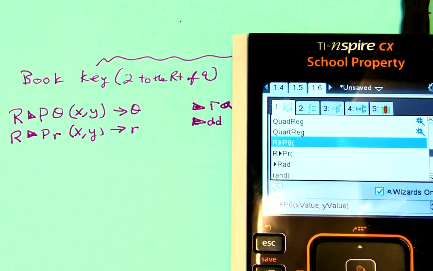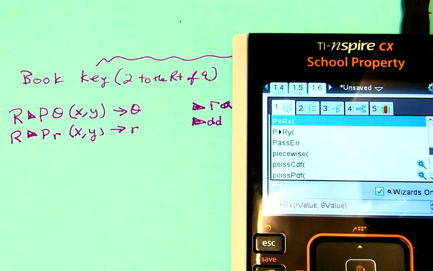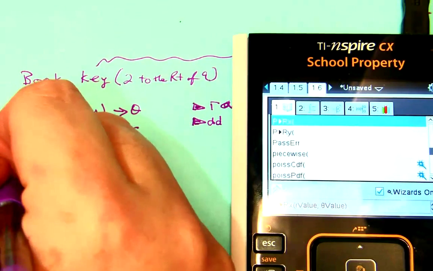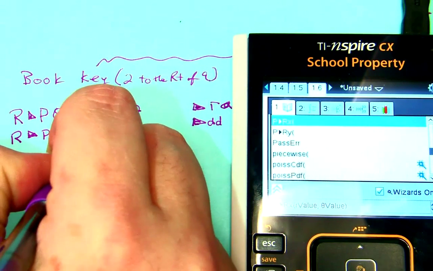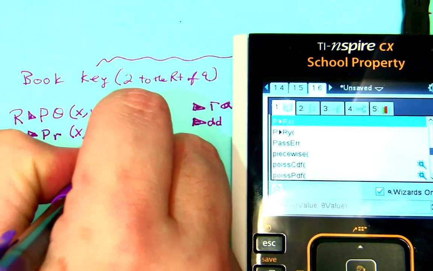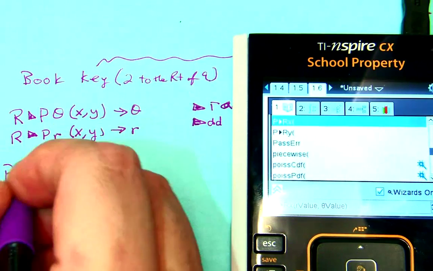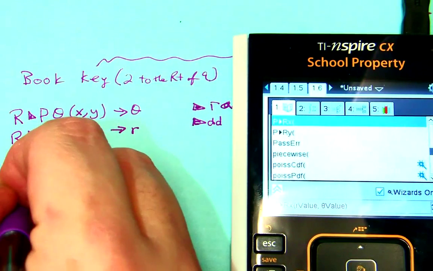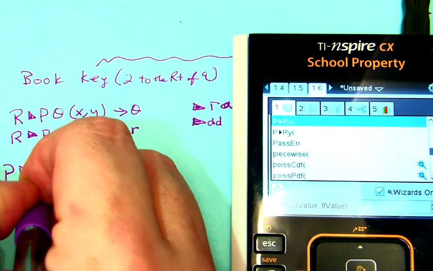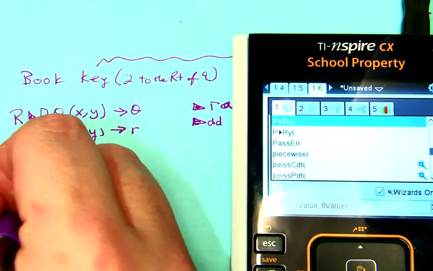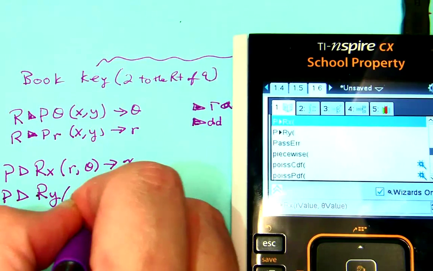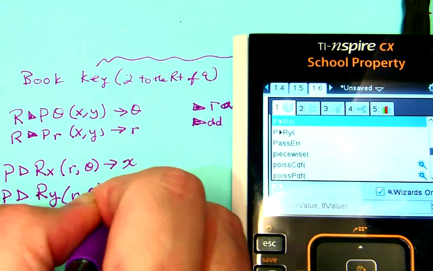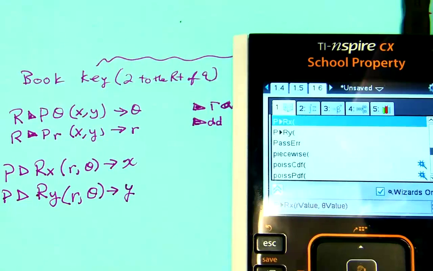all you have to do is hit the P key, and you have PRX, PRY, so we have P, that's going to give you your x value. If you have your polar coordinate, PRY is polar to rectangular, and you still need to put in R theta, and it'll give you your y coordinate.